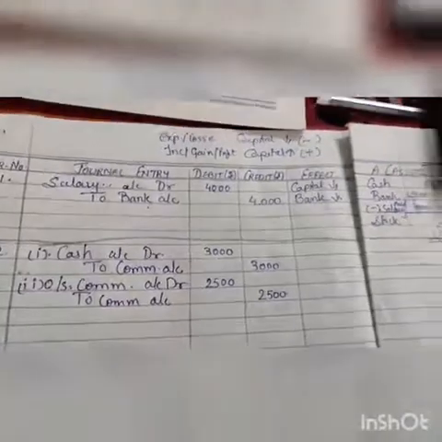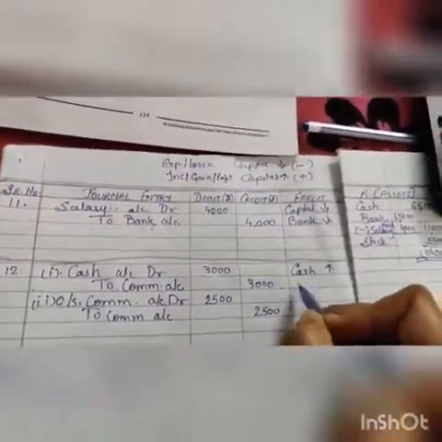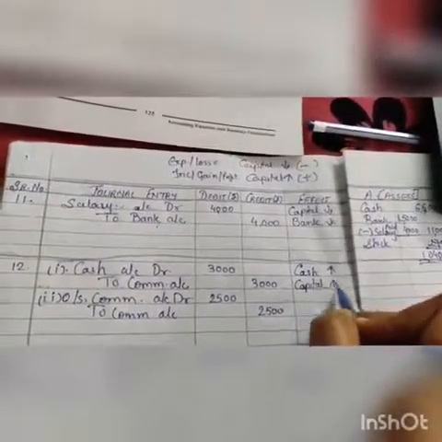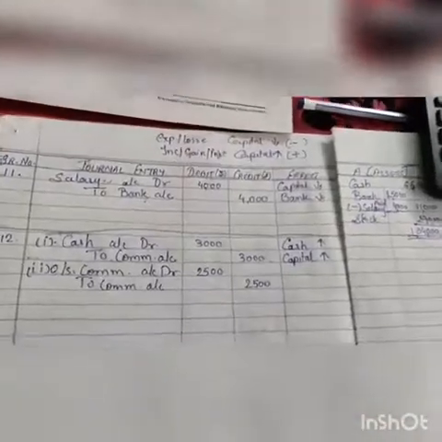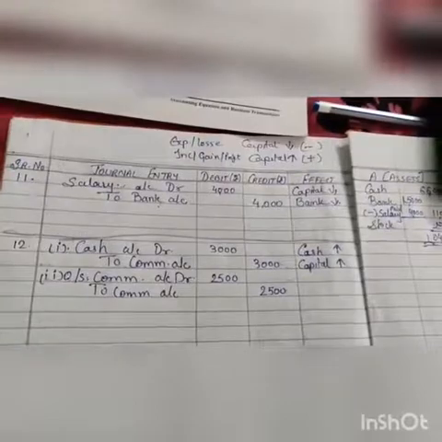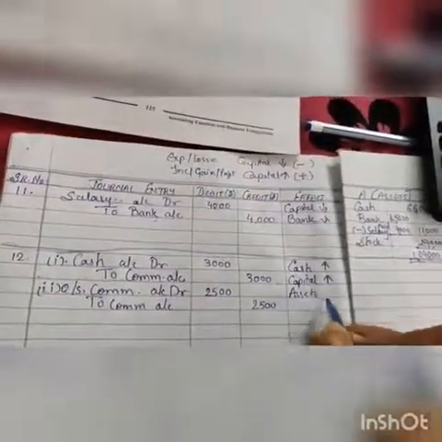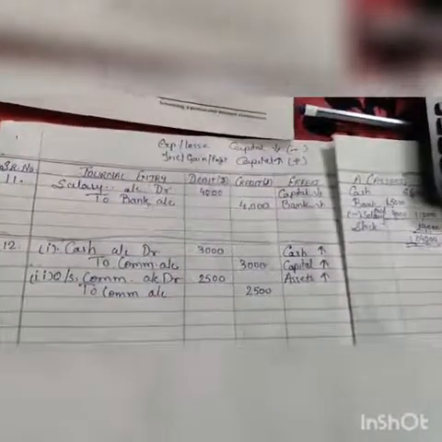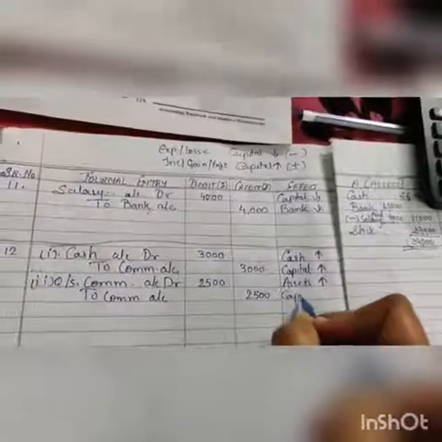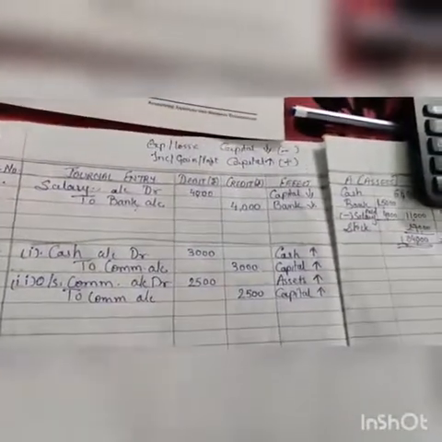You have received cash, so your cash will increase. Now commission is your income, so capital will increase. Outstanding commission which you are going to receive in future, yet you have not received it, so your asset is increasing here. Directly on asset side we will put this amount, outstanding commission, and here again commission is income, so capital will increase. Clear?